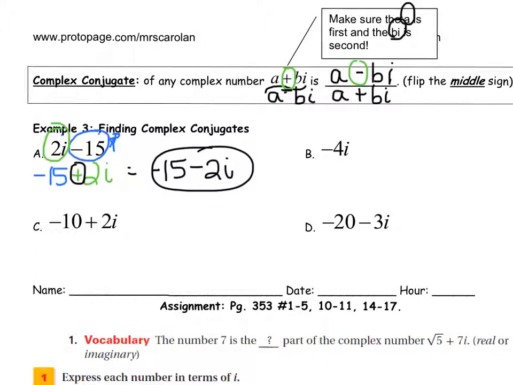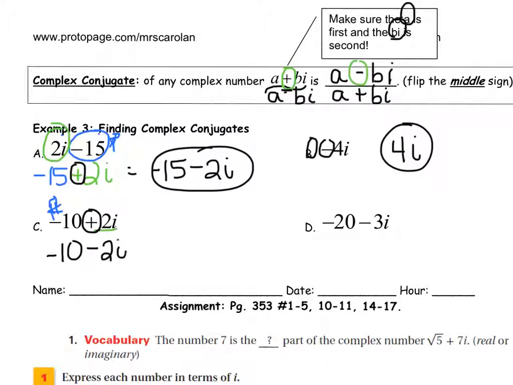When I look at B, there is no real part in sight. If we did have a real part, it'd be 0. But all we need to do is flip that sign in the middle, and we will come out with positive 4i. When I look at C, it looks like we have the real part first and the imaginary part second. So all we need to do is flip that sign in the middle. The negative 10 stays, that sign becomes a minus, and the 2i stays. Last but not least, the real part's first, the imaginary part's second. All we need to do is flip that sign, so the answer here is negative 20 plus 3i.